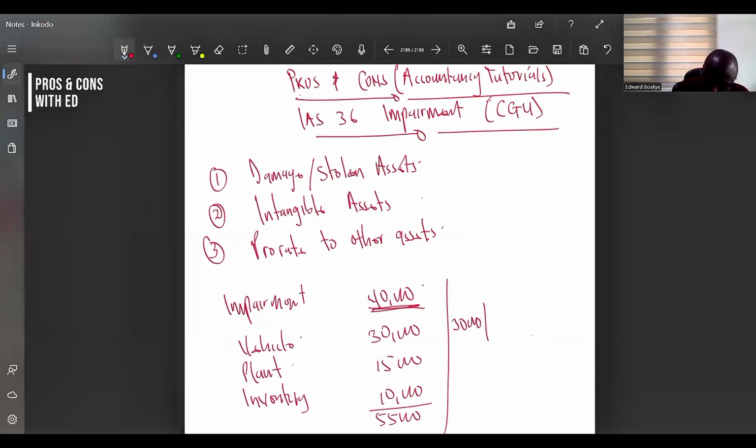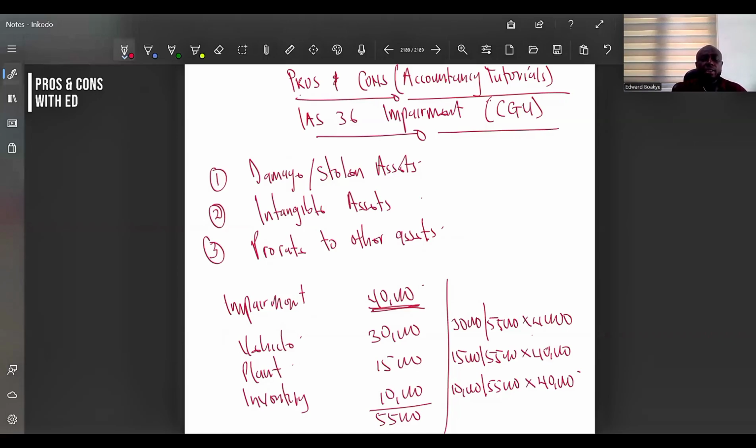30,000 divided by 55,000 times 40,000. That is the impairment amount. And then that of plants will be 15,000 divided by 55,000 times 40,000. And then to inventory, 10,000 divided by 55,000 times 40,000. So whatever we get will be recognized on the assets. So basically, that is the prorate aspect of it.